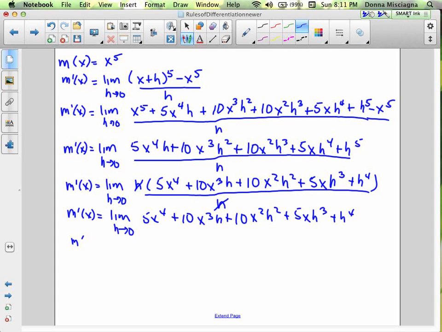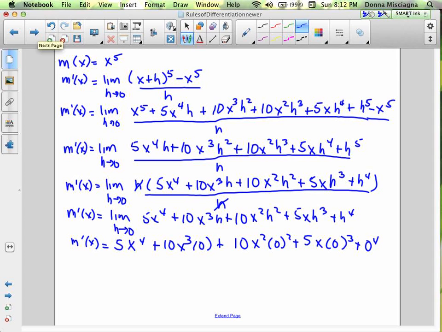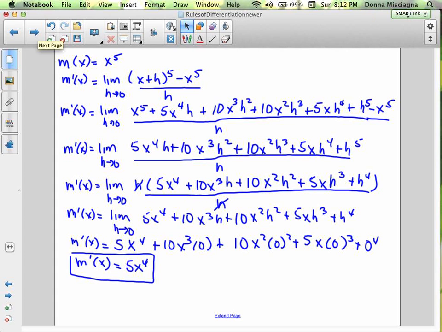So m prime of x equals 5x to the fourth plus 10x cubed times 0 plus 10x squared times... There we go. All right, well, everything is going to drop out except for the 5x to the fourth. So the derivative is 5x to the fourth. So the original function was x to the fifth. Its derivative is 5x to the fourth. I'm going to go over one more.